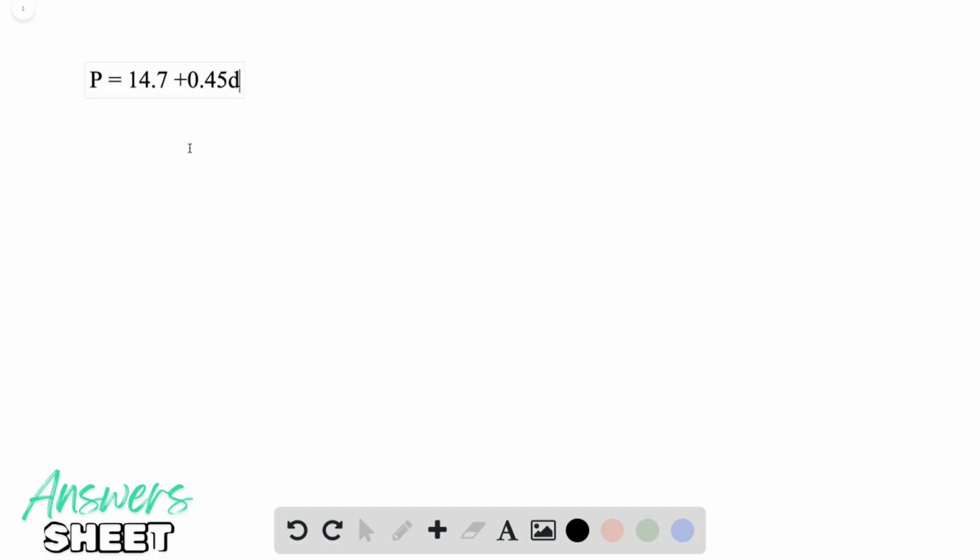All right, so the first question is asking to make a table. There's a change in depth from 0 feet to 60 feet, and we just have to find the pressure. So the equation is P equals 14.7 plus 0.45 D. P stands for the pressure in pounds per inch square, and D stands for feet. So what we're going to do is plug in 0 first for D.